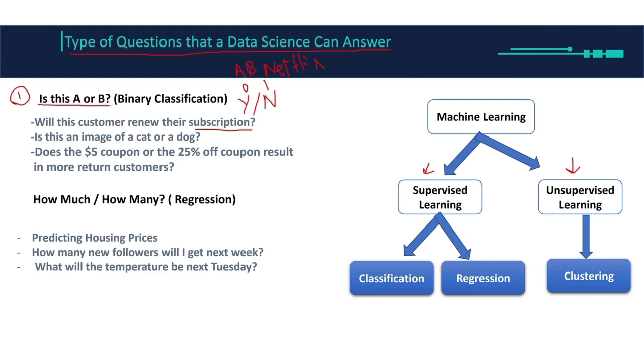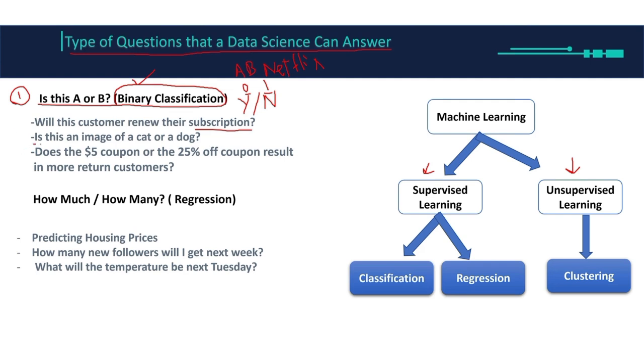So these types of questions are called binary classification. I'm classifying, and we call it binary because there are only two options. So yes or no, 0 or 1, A or B are called binary.